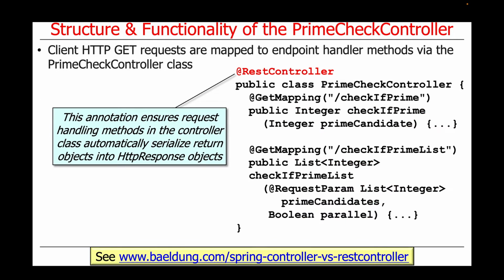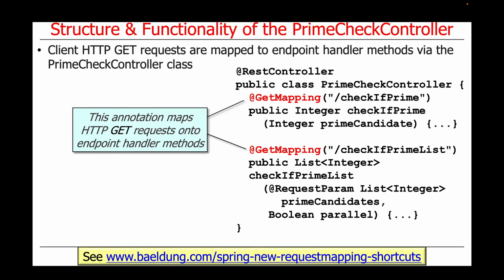For example, one thing you can see here is that this class is annotated with something that's called a REST controller. And the REST controller annotation is something that Spring processes to ensure that the request handling methods shown here automatically serialize return objects, in other words, what comes back, like integers or lists of integers, into HTTP response objects. Those are ultimately what will be sent back to the client by the controller and by the Spring MVC framework under the hood.